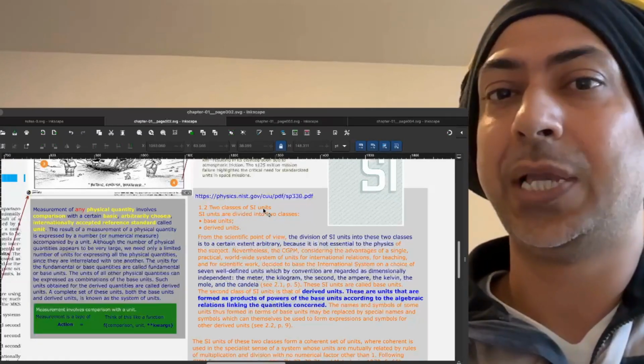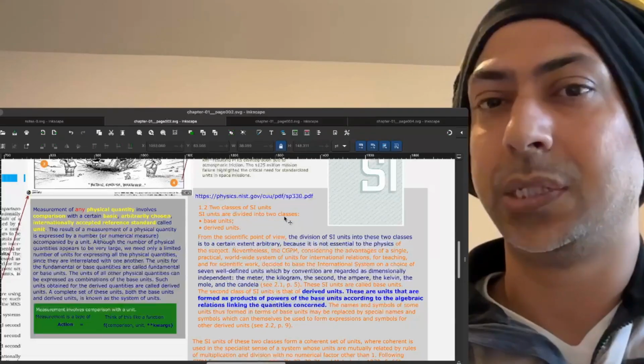So it says two classes of SI units are there. SI units are divided into two classes.